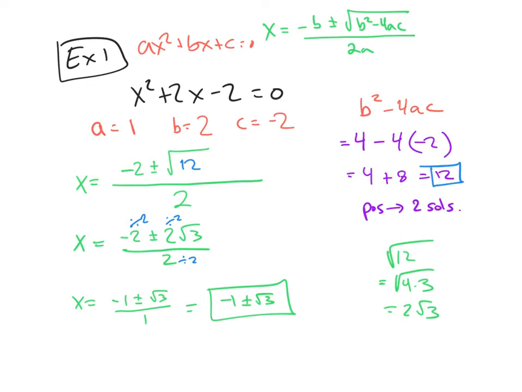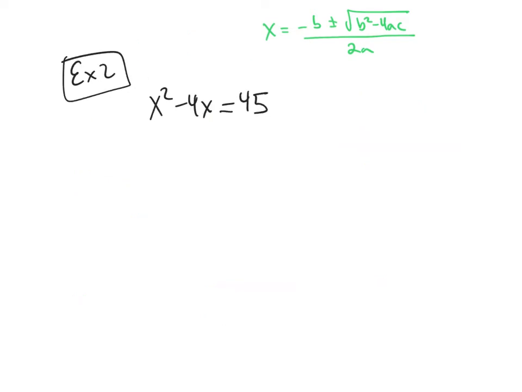Those are my answers. All right, let's try another. This one will go faster. x squared minus 4x equals 45. I've got to get it to equal 0 first, so I'm going to subtract 45 from both sides. And we get x squared minus 4x minus 45 equals 0. So then we're going to find a, b, and c. A is 1, b is negative 4, c is negative 45.